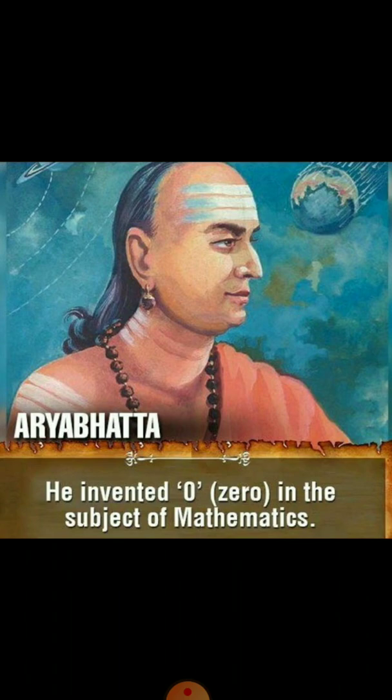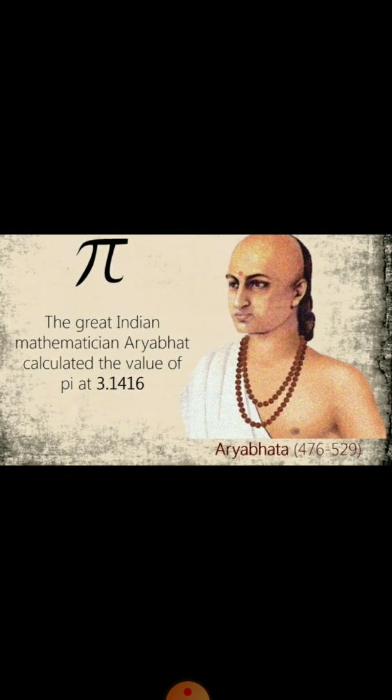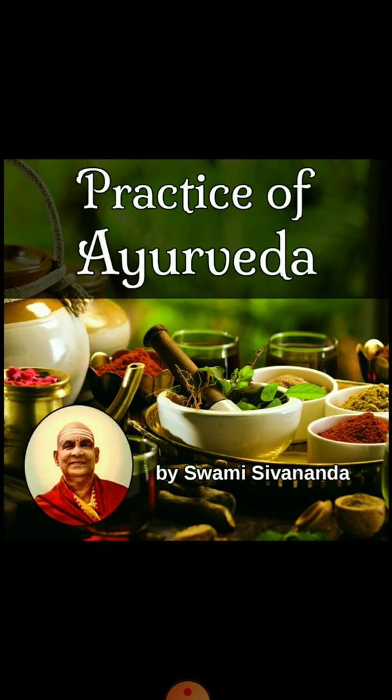We learn about the developments in science and mathematics. For example, the work of Aryabhata, which laid the basis for mathematics that we learn even today. He invented zero in the subject of mathematics. The great mathematician Aryabhata calculated the value of pi as 3.1416. Many ancient books on medicine are still read by scholars today for the practice of Ayurveda.